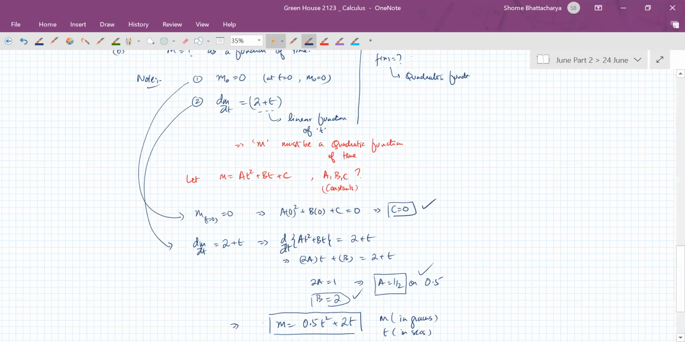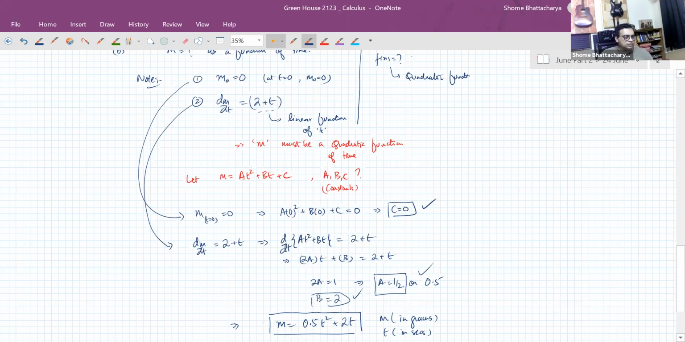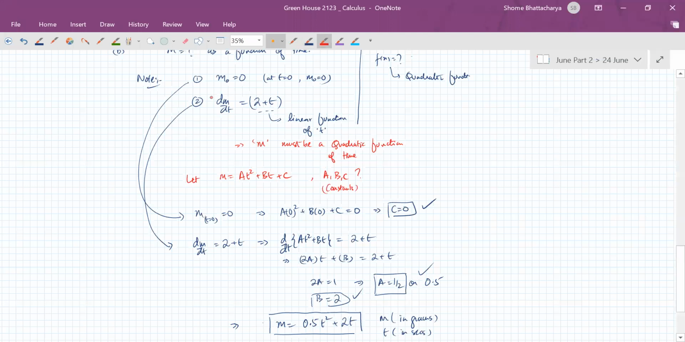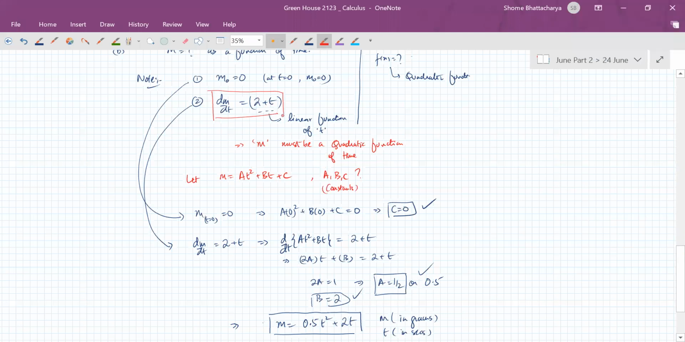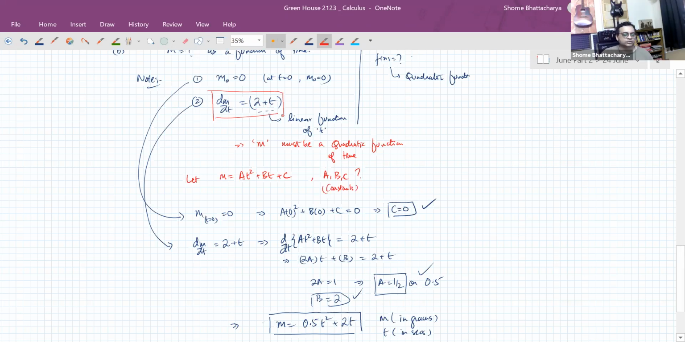Yes, 2 plus t is equal to the derivative of at square plus bt. Yes, because see, what is 2 plus t? It is the rate of change. Here, look. How do we know this dm by dt? We came to know this from the earlier thing, that this was the rate of pumping in minus the rate of leakage. So that gave us what? The rate of change of mass. So that's dm by dt.